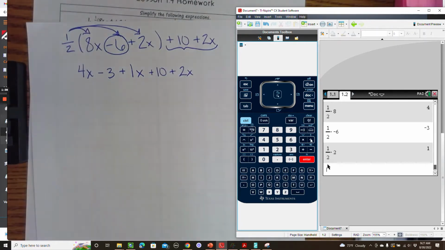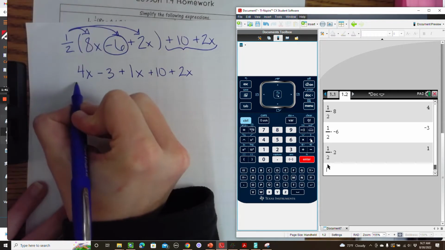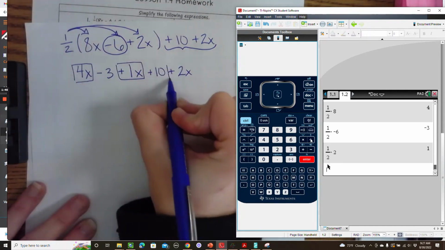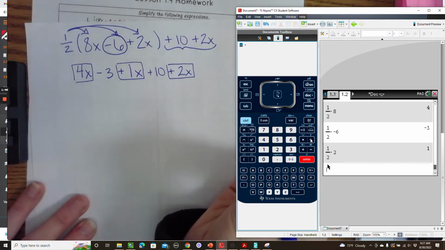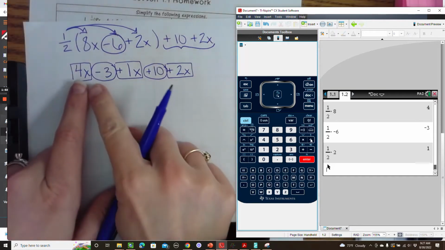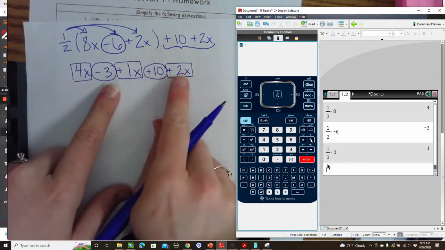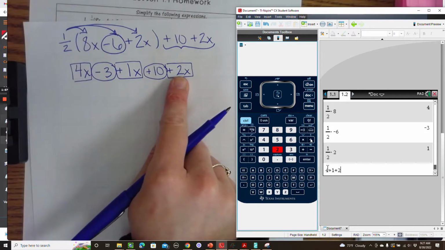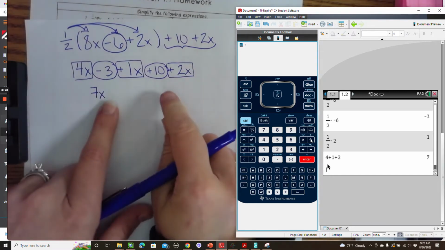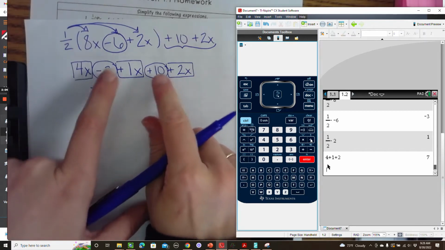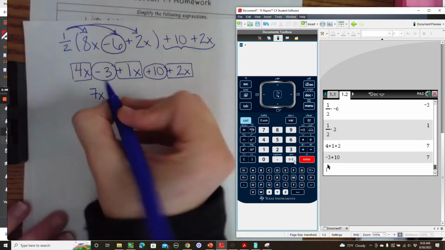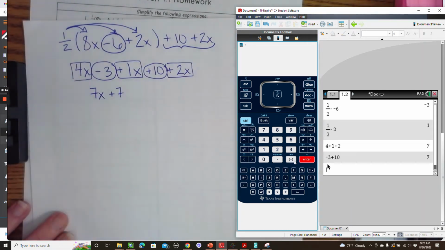So distribute first, then combine like terms. So I've got a 4x, positive 1x, positive 2x. Those are like terms. And then the -3 and the 10 are like terms. So here, 4 plus 1 plus 2, 7. And remember, you can't put the x's in the calculator, so remember to tack it back on. And then -3 plus 10, 7. And so that's it. That's my answer.